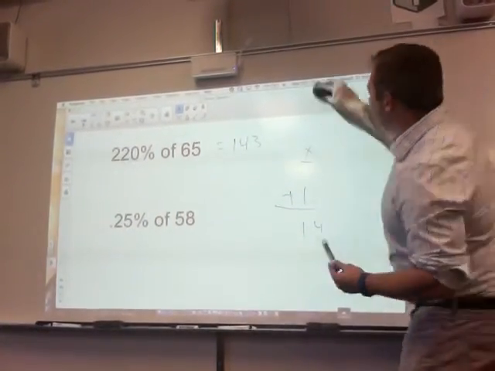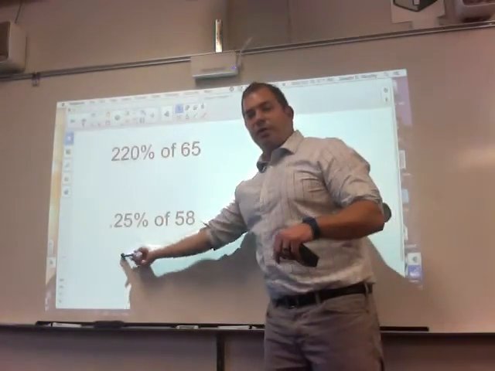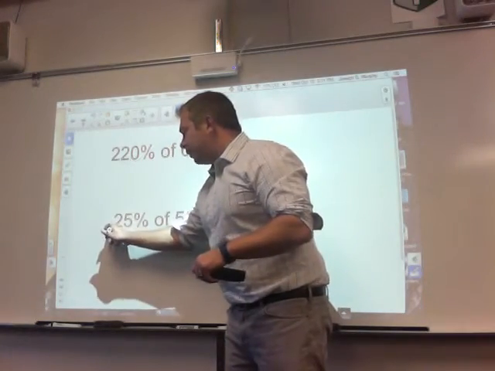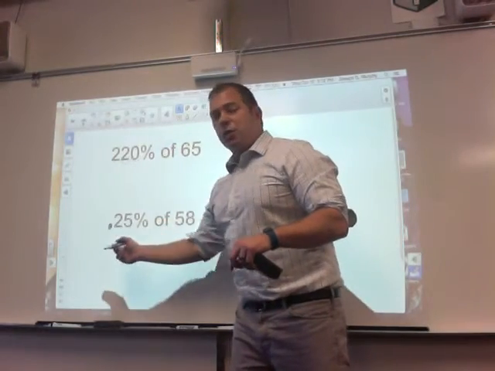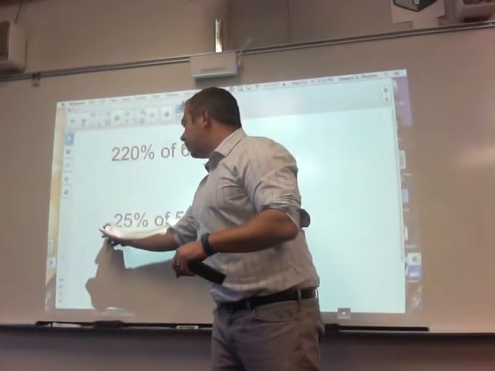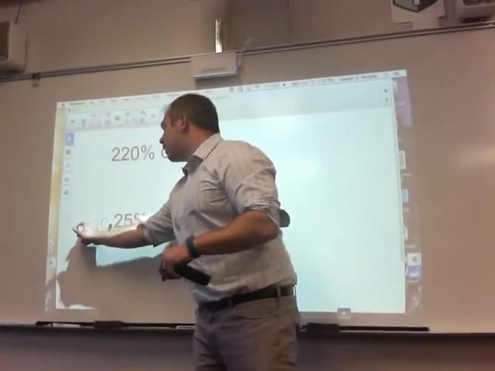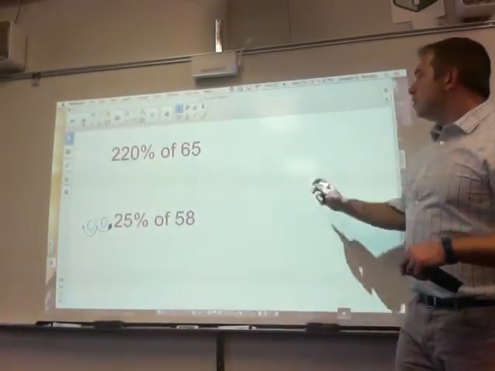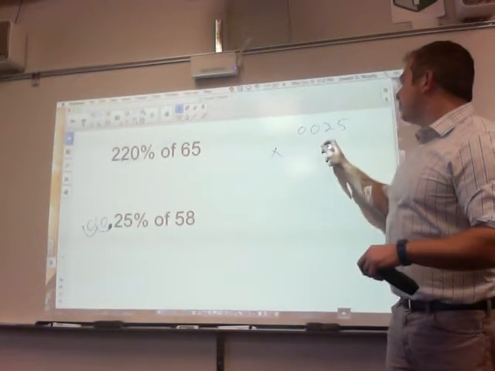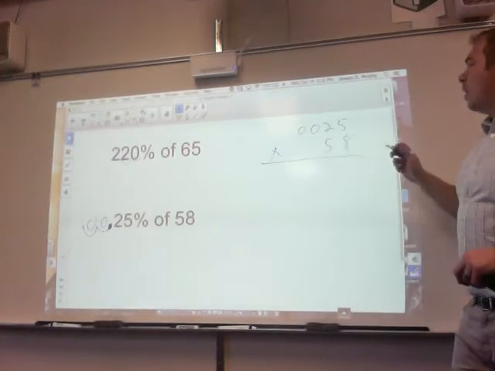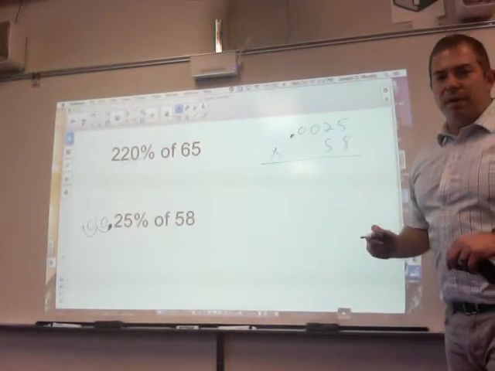Let's try an example that is going to be less than 1%. That is 0.25%. I know you can't really see it too well, so I'll make it a little bigger right there. 0.25%. Wow. So if I'm going to scoop 2 to the left, this becomes a lot more digits. It becomes 0.0025 times 58. All right, now I can ignore these 2 zeros. Just keep in mind my decimals right here.